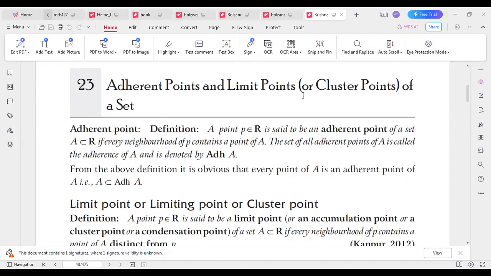Okay, now another important concept: adherent points, limit points, or cluster points of a set. So what will be the adherent point? A point P belonging to the real numbers is said to be an adherent point of a set A, which is a subset of the real numbers, if every neighborhood of P contains a point of A. The set of all adherent points of A is called the adherence of A and is denoted by Ad(A). From the above definition, it is obvious that every point of A is an adherent point of A. That means A is a subset of the adherence of A.